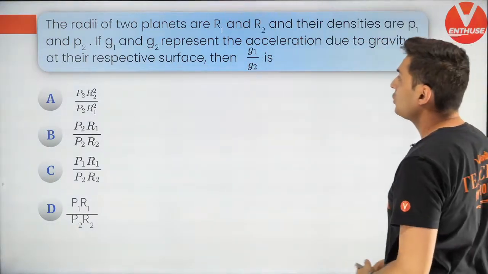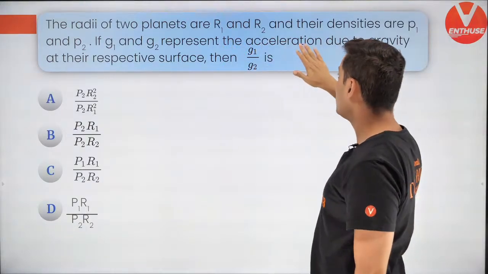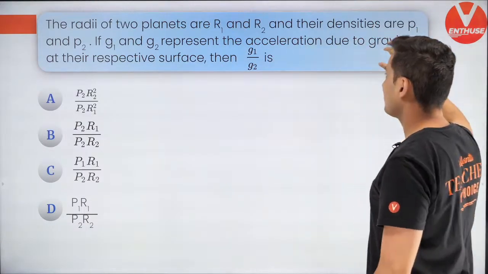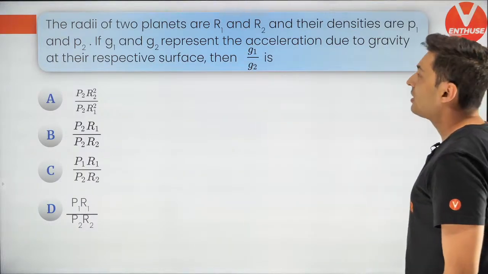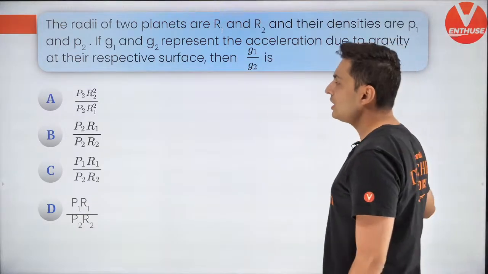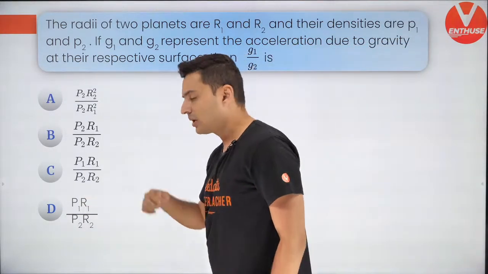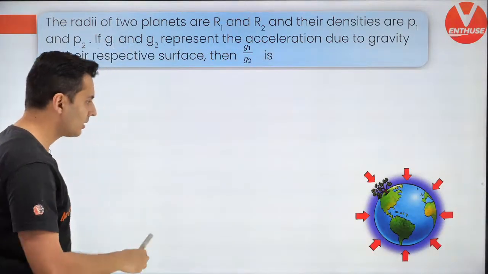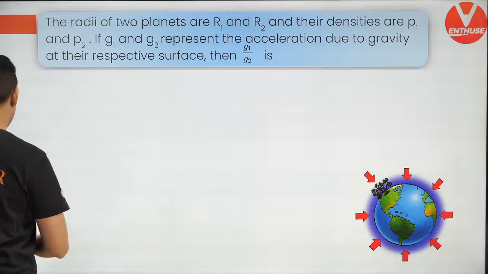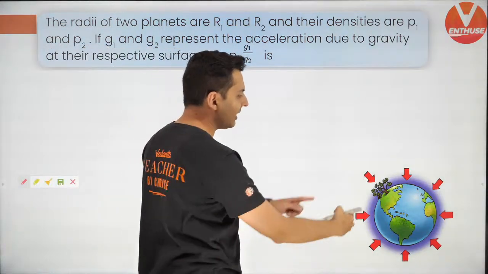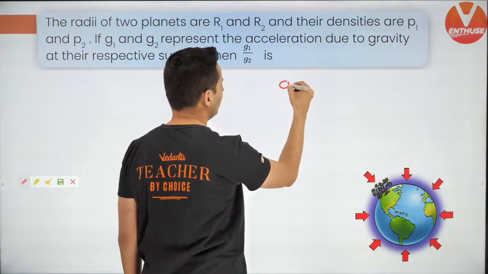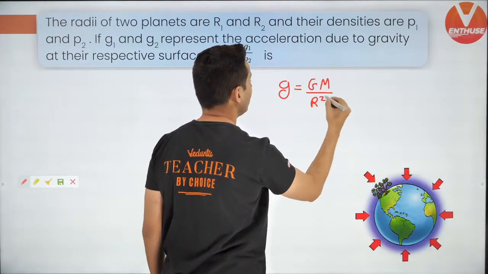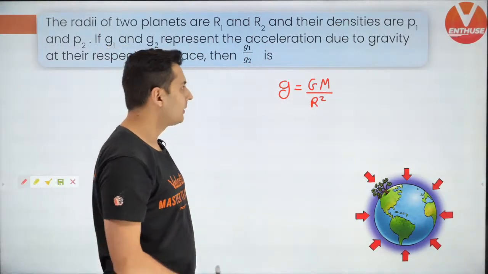The radii of two planets are R1 and R2, and their densities are ρ1 and ρ2. G1 and G2 are their accelerations at the surfaces. Then what is the ratio of G1 by G2? Some crazy looking options out here. Let's do this. And this is a beautiful planet. And what is the value of acceleration due to gravity on the surface? We all know it is GM by r square. This is a formula which you should remember.